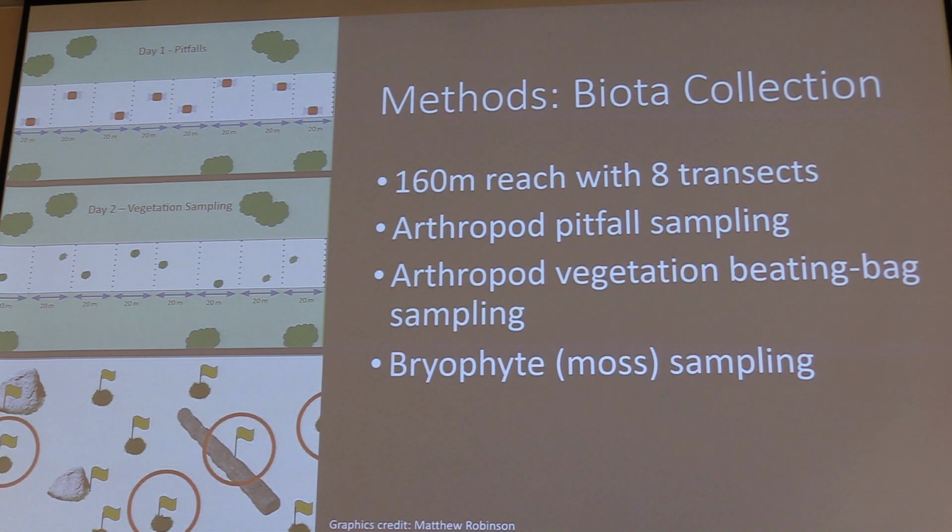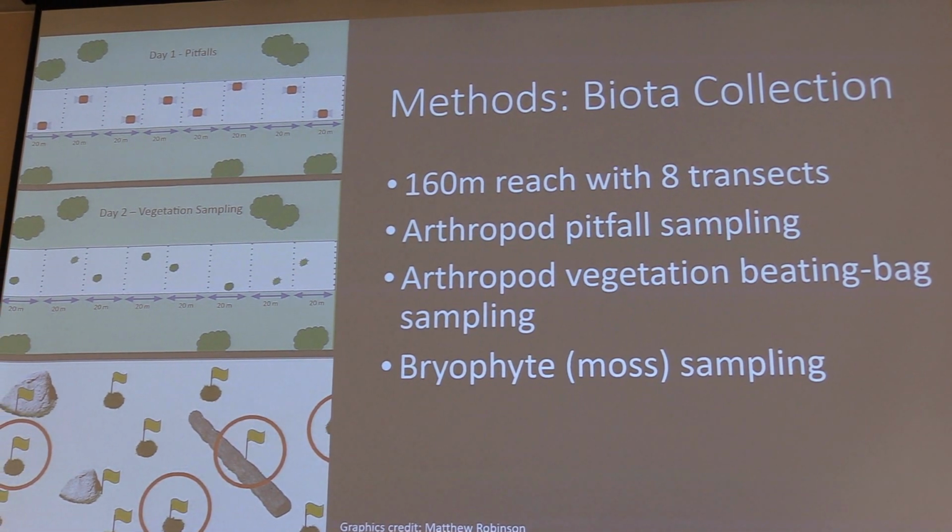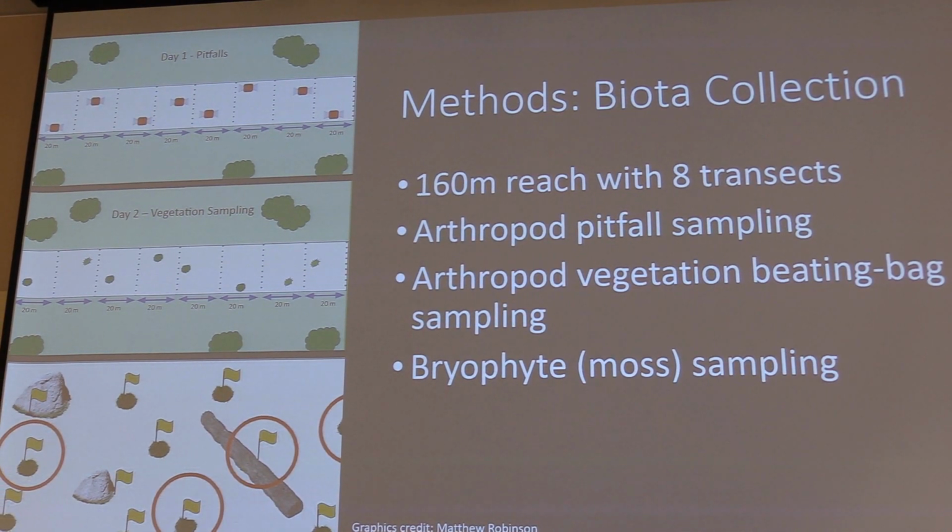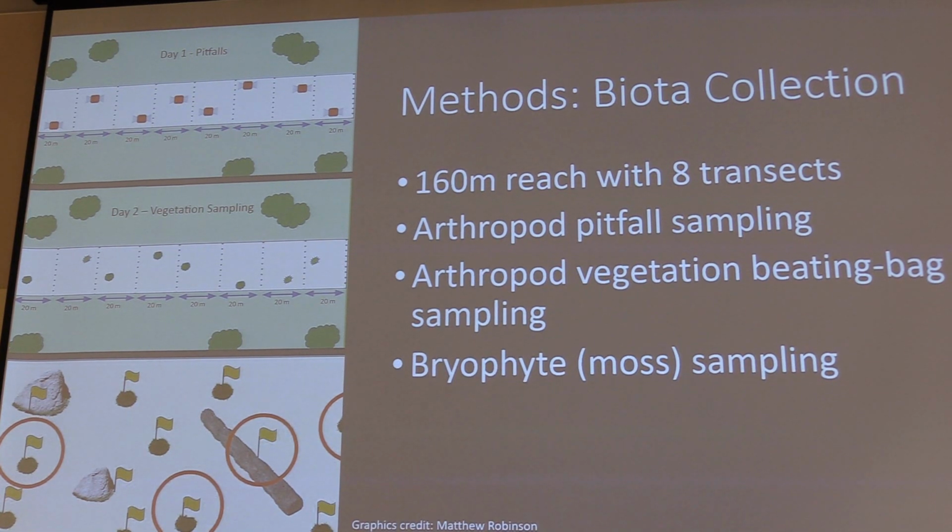To actually collect the biota, we had a couple of different ways. We had a 160-meter reach with 8 different transects within it, and for arthropods, we sampled in 2 different ways. The first way was arthropod pitfall sampling. Unfortunately, you can't dig very well, and some of these dry streams are really hard-bottomed. So to compensate for that, we built ramps up to a container with propylene glycol in it, and that sufficed as our pitfall trap. That one was set out the day before sampling, and we came back 24 hours later to pick up those samples and put them in jars and keep them.